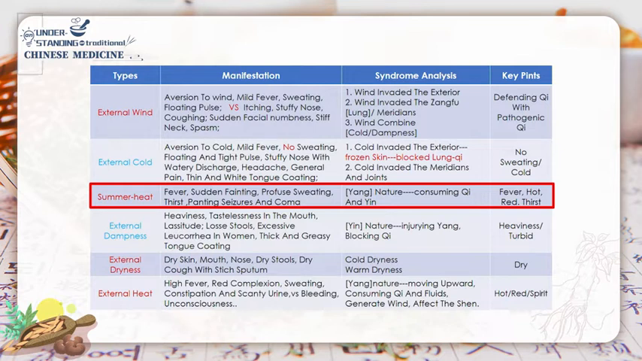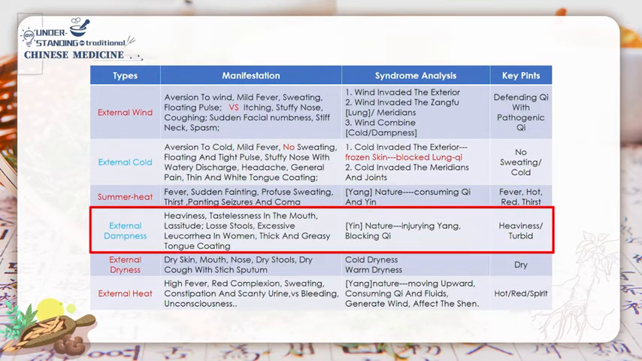The manifestation including fever, sudden fainting, profuse sweating, thirst, panting, seizure, and coma. The fourth, external dampness syndrome. As we know, dampness is turbid and sticky and disturbs the normal flow of qi. And the heaviness feeling and turbid secretion are the typical characteristics of dampness syndrome.